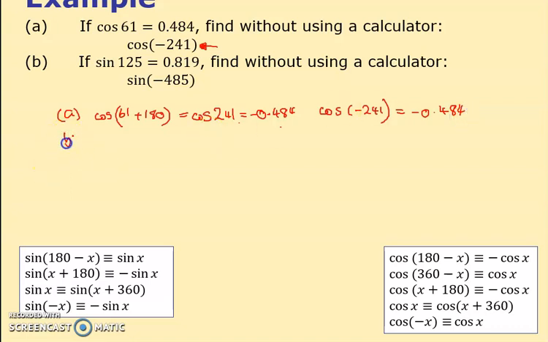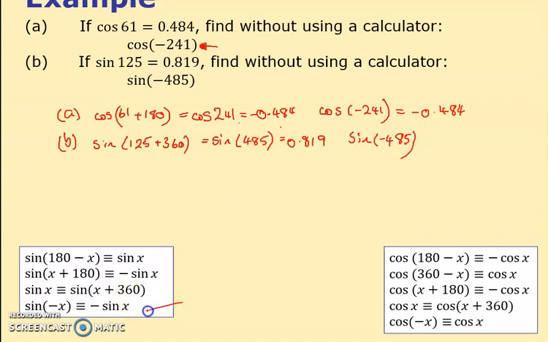B, I think, is a similar trick. I know that sine of 125 is this 0.189. If I add 360 onto this, this will give me sine of 485. Sine of 485, I've added 360, it doesn't change it, it's over here somewhere. So this is still 0.819. Critically, if you change the sign now to 485, again, use your rule, it says this becomes minus 0.819.